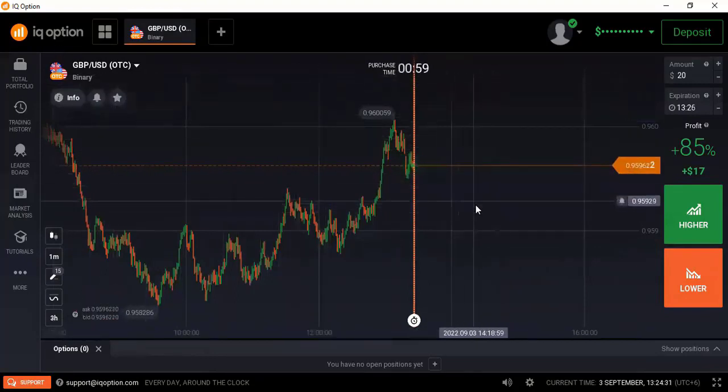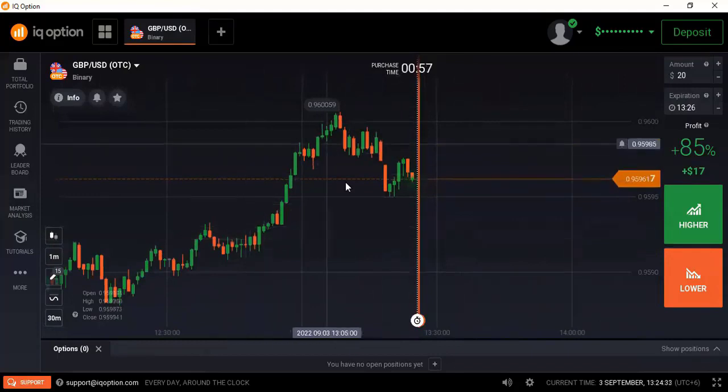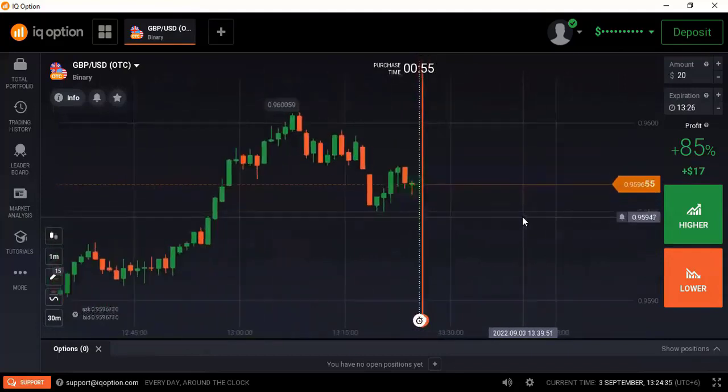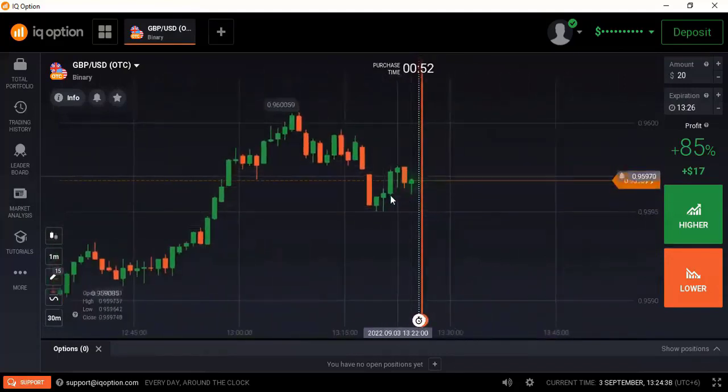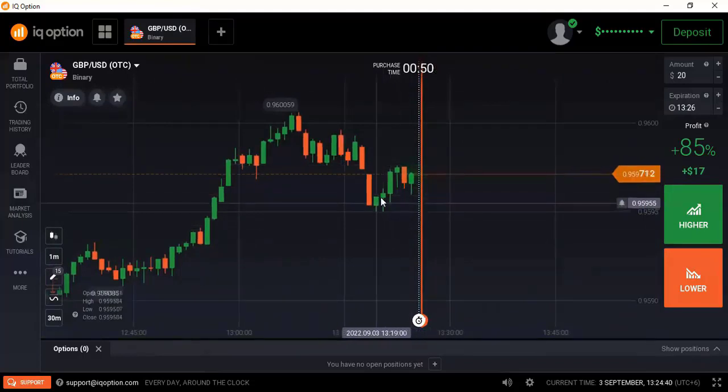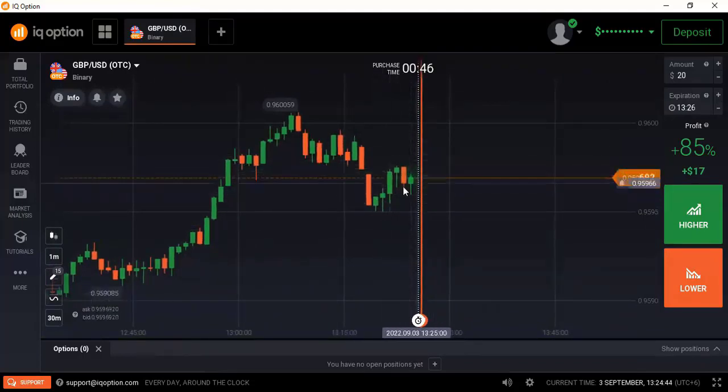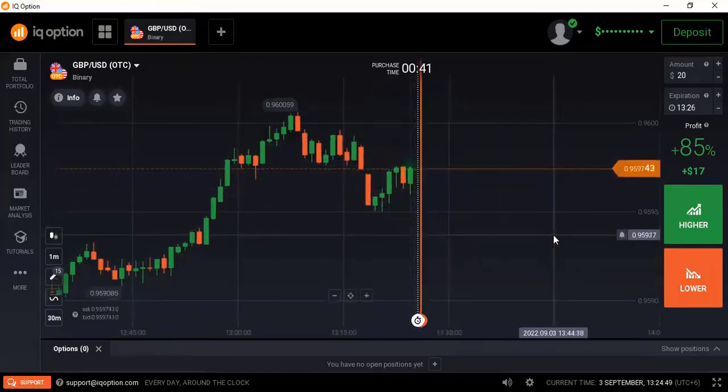So let's start. Previously it was an uptrend market, and the market is now trying to go in the upward direction, because here the market already created a momentum. After that, the market is again trying to go up. I will place my trade after the closing of this candle.